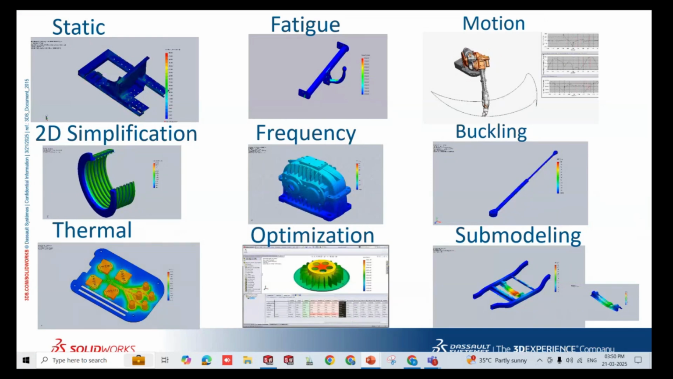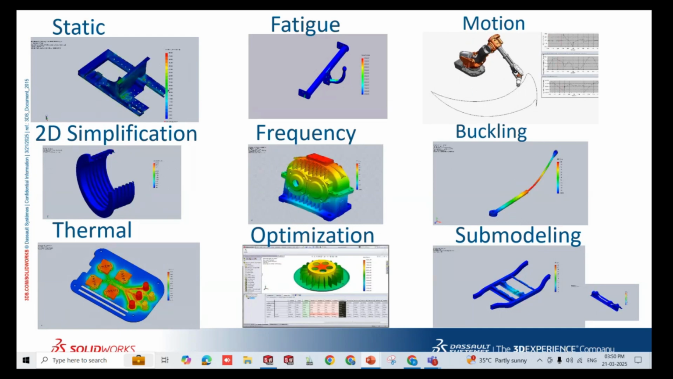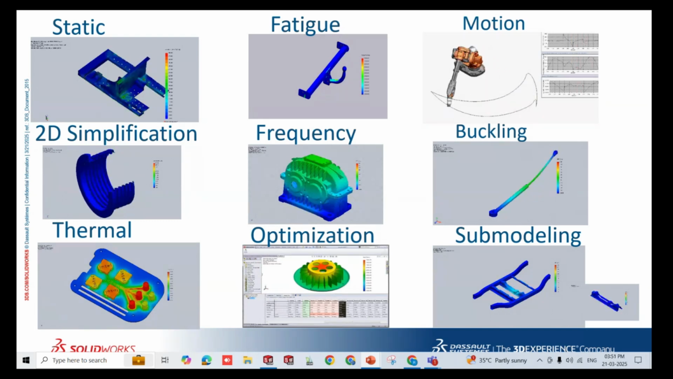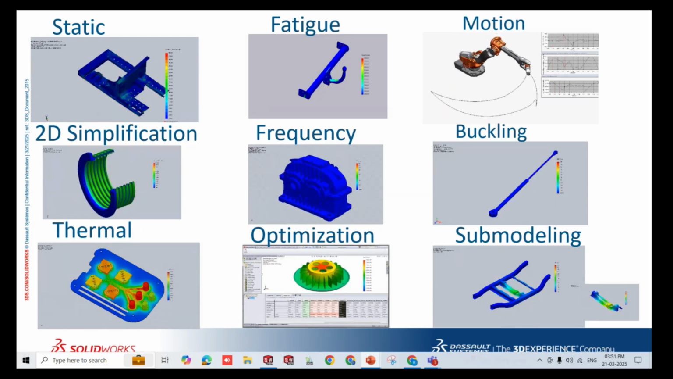Next one is thermal analysis. Thermal analysis is relevant when you have a heat source and want to know the temperature distribution. A thermal study can be steady state or transient. We have additional features like thermostat and thermal contact resistance.